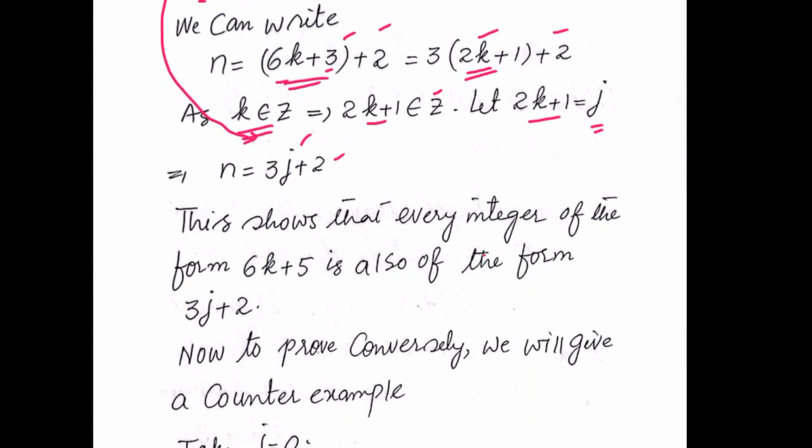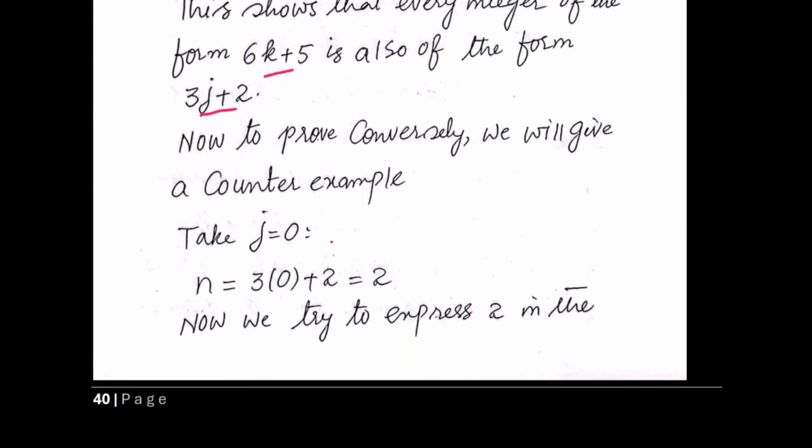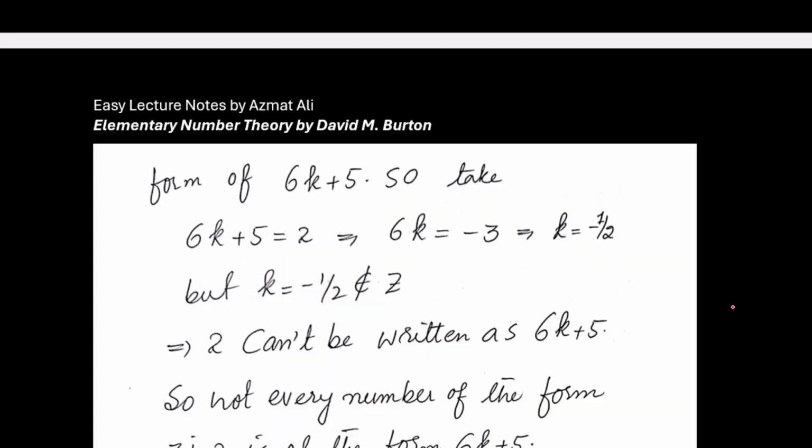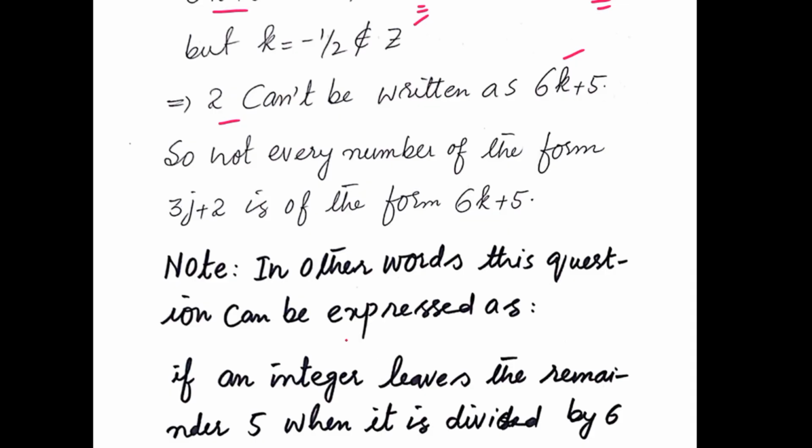This shows that every integer of the form 6k plus 5 is also of the form 3j plus 2. Now to prove the converse, we will give a counterexample. We take j equal to 0 here. We have n equal to 2. Now we try to express 2 in the form 6k plus 5. So take 6k plus 5 equal to 2 and find k from here. We find k is equal to minus 1 by 2, which is not an integer. So 2 cannot be written in the form 6k plus 5. So not every number of the form 3j plus 2 is of the form 6k plus 5.